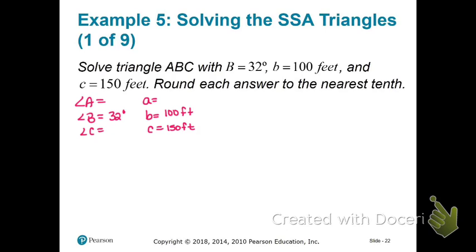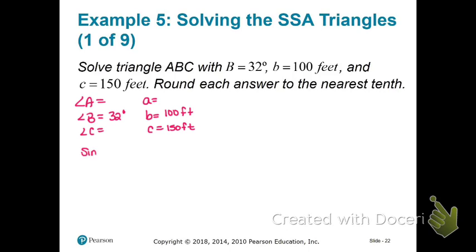So what do y'all want to find first? How can I not find anything for A first? It's not a right triangle, so Pythagorean theorem doesn't work. I don't know anything about A, do I? So, yeah, the only one we know something about that could help us is to find angle C, because we know side C. All right, so let's set it up.